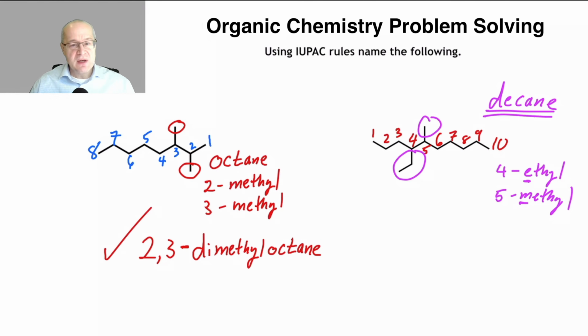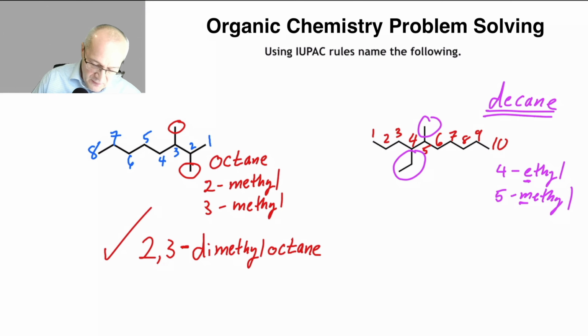Now, even if there was a di or a tri or a tetra, you still base your alphabetical order on the first letter of the name of the substituent. Don't use the prefixes di, tri, and tetra if you have them. This one doesn't have them. But if you were to have them, you don't count those as part of your alphabetical order. It's only ever the first letter of the actual name of the substituent that you're considering.